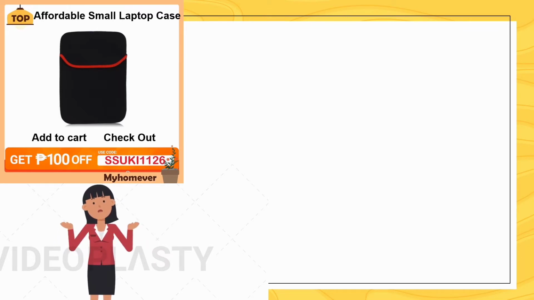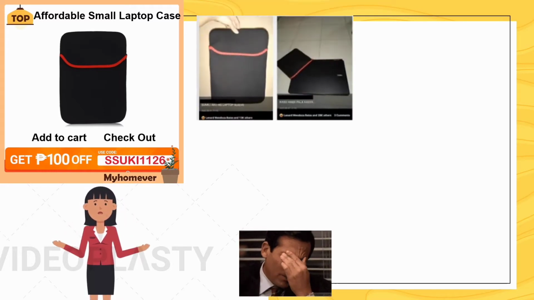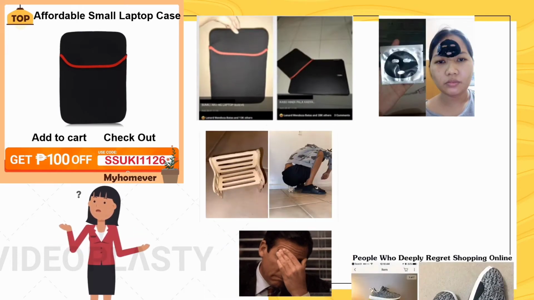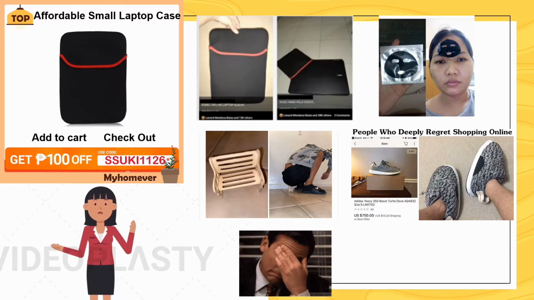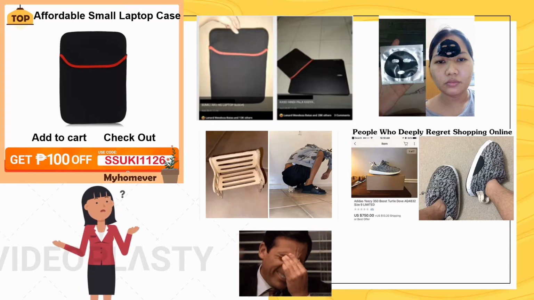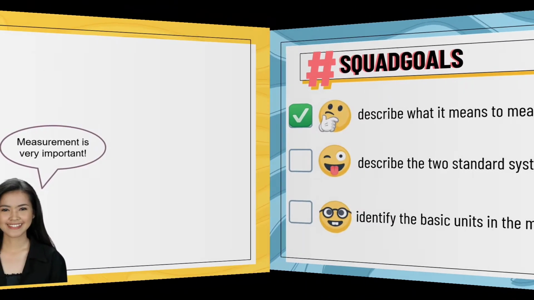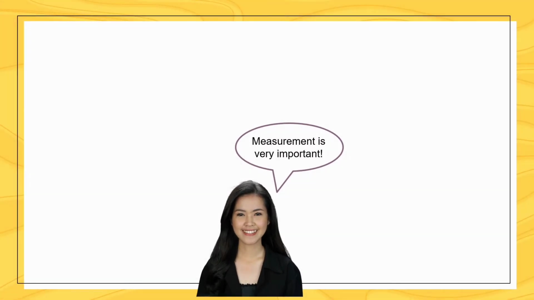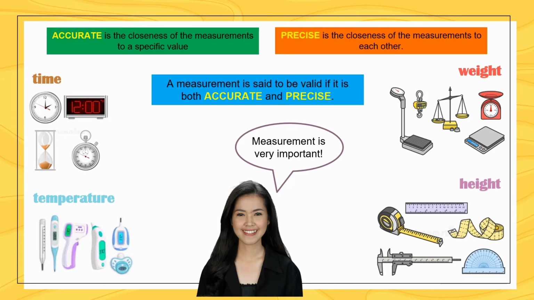This scenario is seen online. People got disappointed because of the size of the items they received. And this happened due to lack of knowledge regarding measurements. And that's what it means to measure. We have accomplished your first squad goal. Continuing, this emphasizes the importance of having knowledge about measurement. Also, we should remember that measurement needs to be accurate and precise for it to become valid.